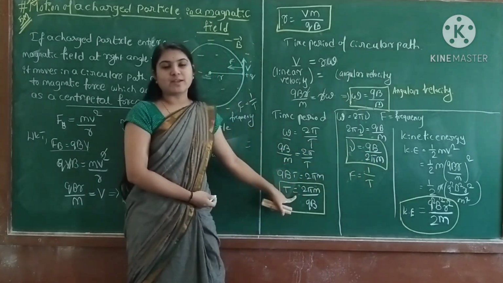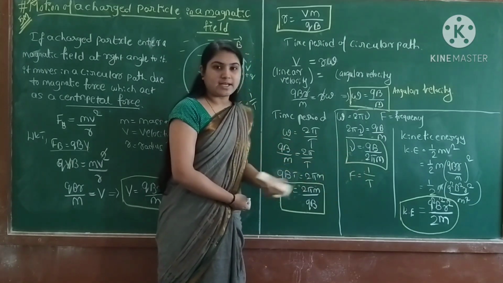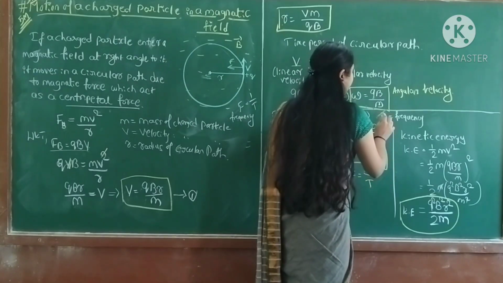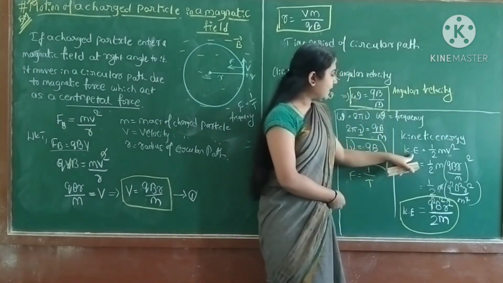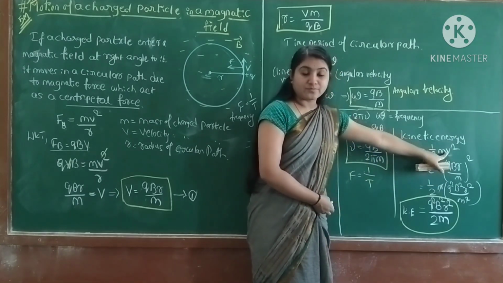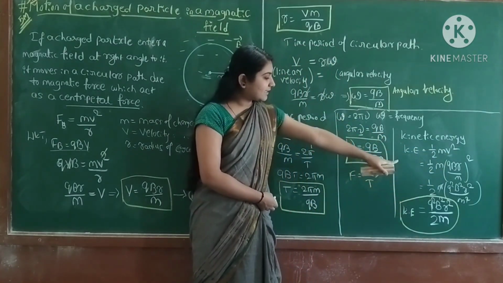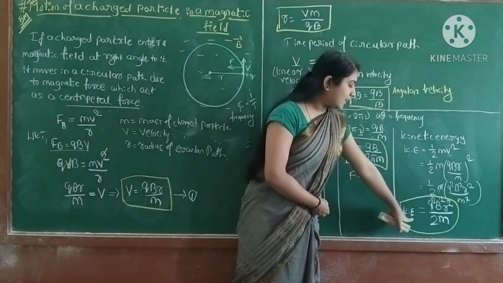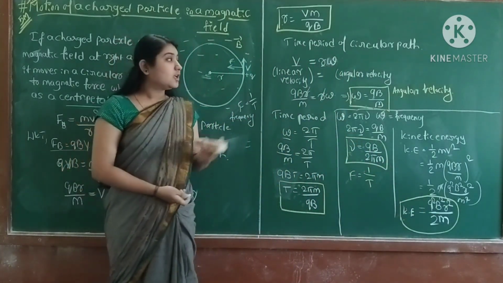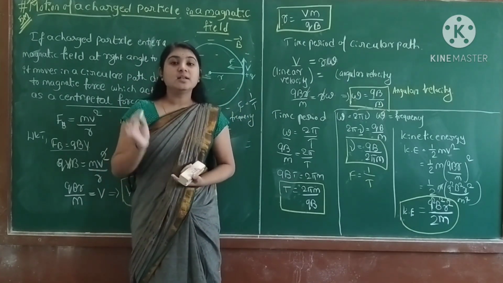Time period and frequency are always inversely proportional. From this, take it here. Then after this, calculate the kinetic energy. Kinetic energy is equal to half mv square. Put the value of v, which is qbr by m. Square it, the m gets cancelled, and the kinetic energy finally is q square b square r square by 2m. Understood? So this is one important derivation given for your syllabus.